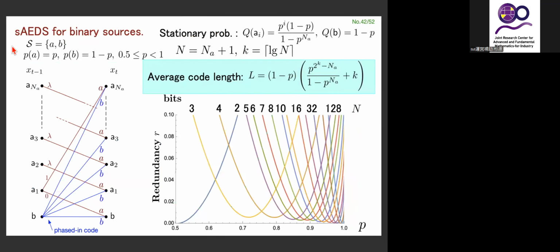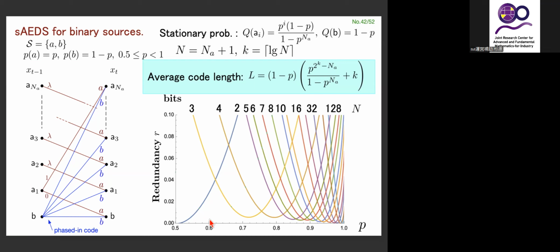Next, we treat the binary source case. The source alphabet consists of A and B. Let P be the probability of A, and 1 minus P is the probability of B. Then we use this SAEDS, which has one node for source symbol B and any number of nodes for source symbol A. We can show that this SAEDS has average code length given by this formula.